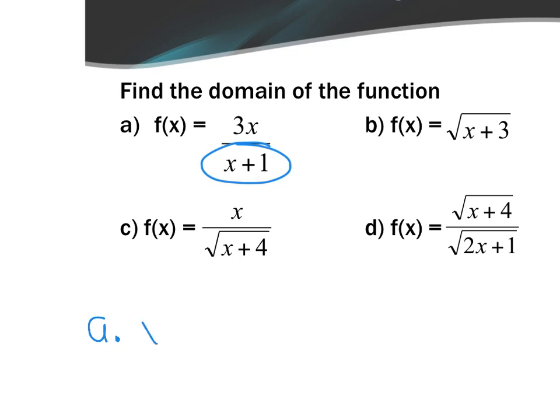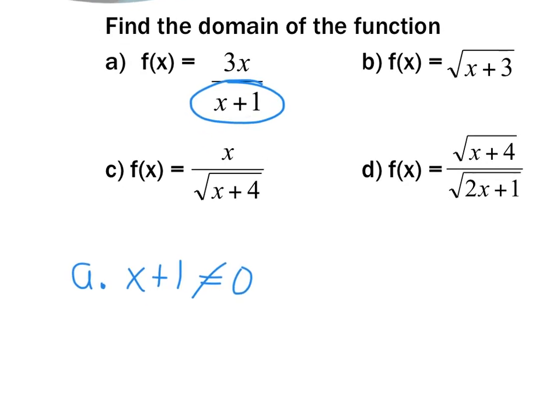So I'm going to say x plus 1 cannot be 0. And now you just solve like you would a normal problem. X plus 1 cannot be 0. So what would I do to both sides? Subtract 1. So what value can the denominator not be? Negative 1. Think about that. If I plug in negative 1 for x, what's negative 1 plus 1?